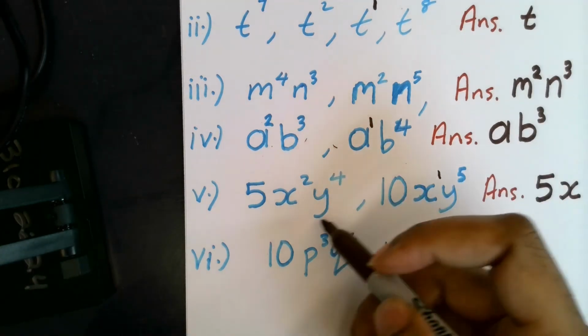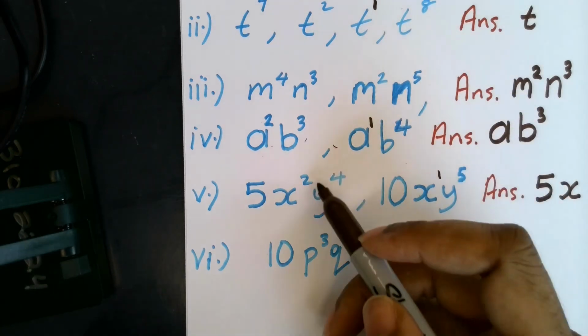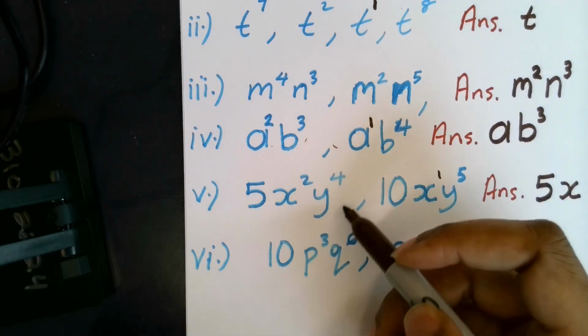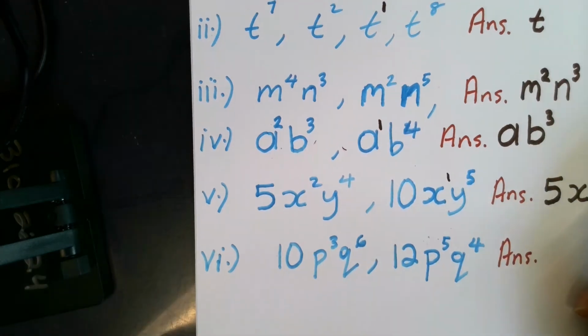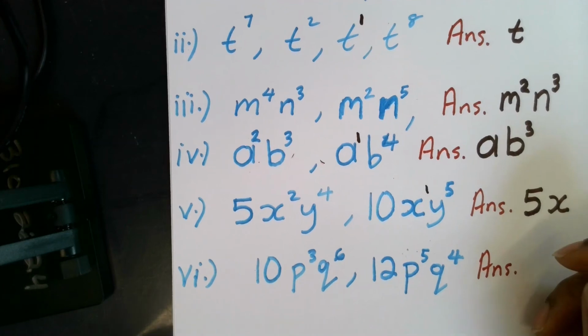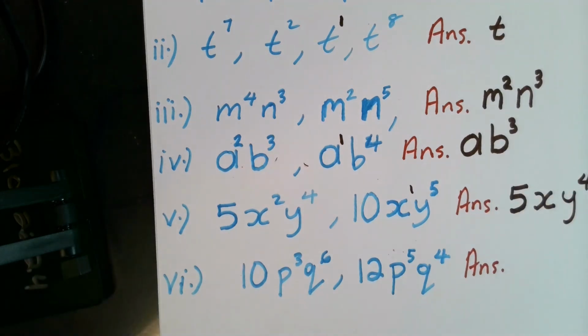Terms in Y. So we're going to choose the term in Y that has the smallest exponent, all right? Which is Y to the 4th power. That's your answer, all right?